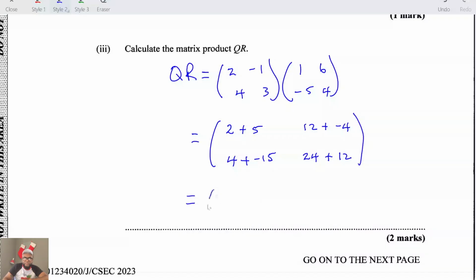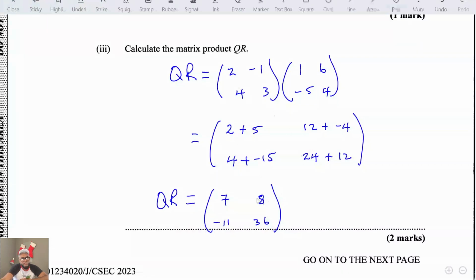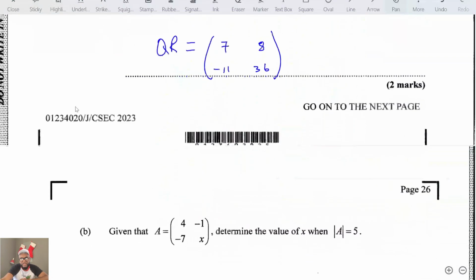We're working out all these things separately. 2 plus 5 would be 7. 12 plus -4 would be +8. 4 plus -15 would be -11. And then 24 plus 12 would be 36. So this is the matrix QR, the product of those two matrices, right?